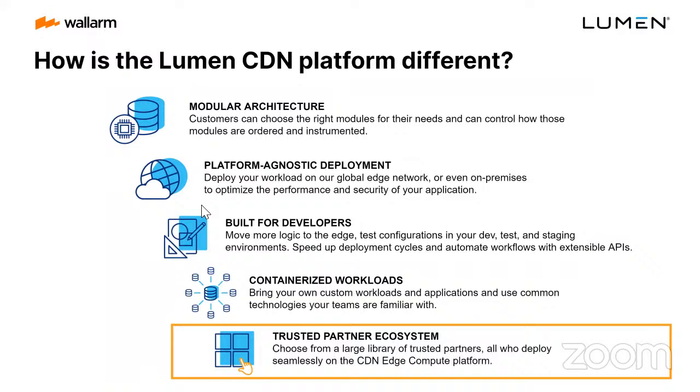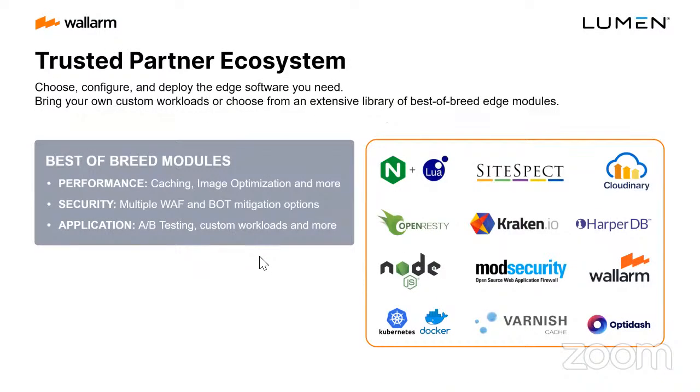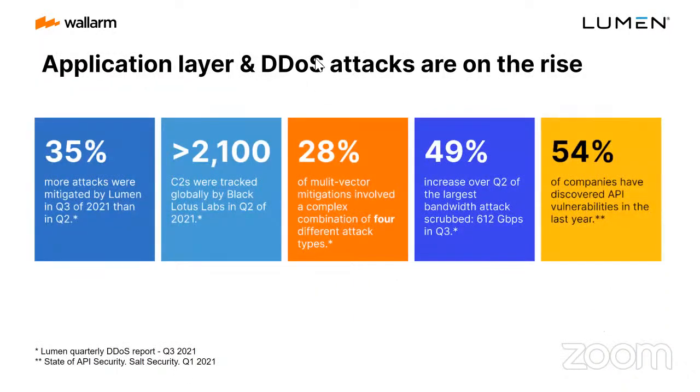And lastly, we have our trusted partner ecosystem. These are the different modules that you can put into the mix, and you can take them out and move them around depending on how many hits per million hits you want, and all sorts of options here. But most importantly here is going to be Wallarm. So I'm going to pass it over to Adi to talk a little more about that.